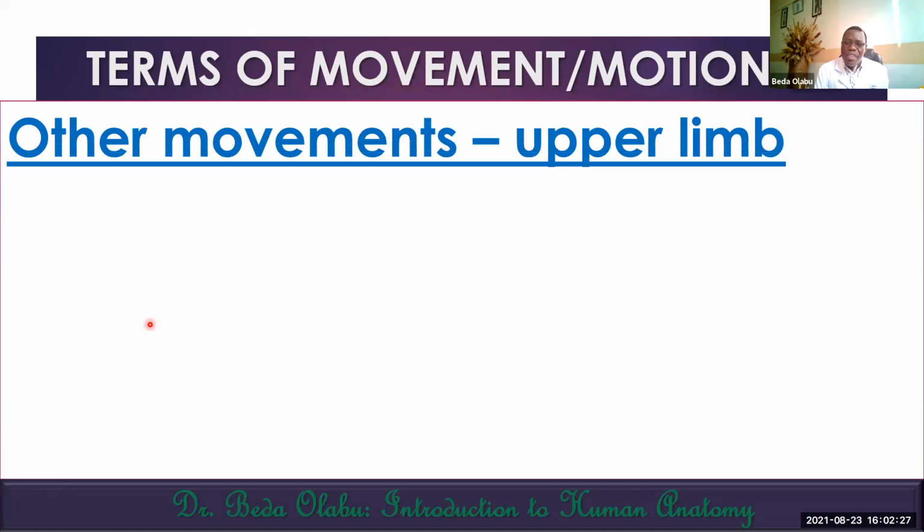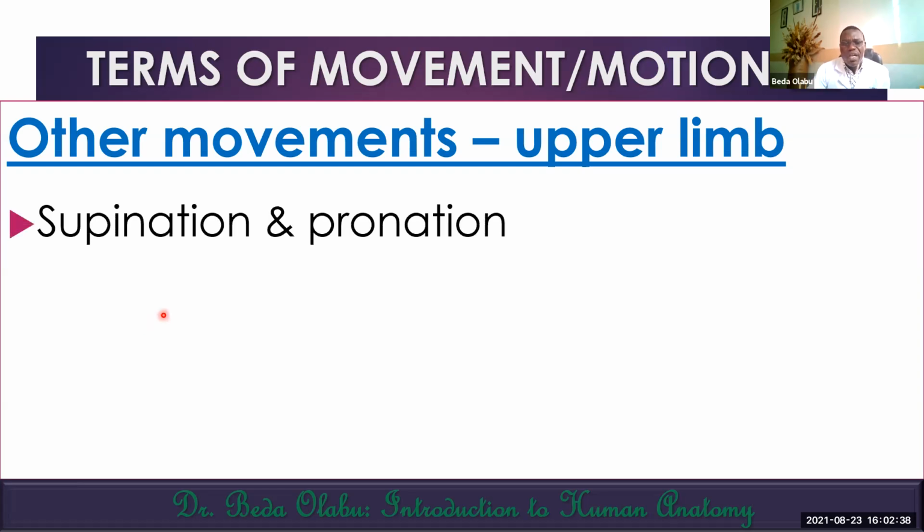Okay, then there's some other movements which are unique to some regions of the body. I want to talk about some movements which are unique in the upper limb. We have what we call supination, and the opposite is pronation. Supination and pronation is a movement that occurs at the radioulnar joints. And this movement is primarily for manipulating the position of the hand.